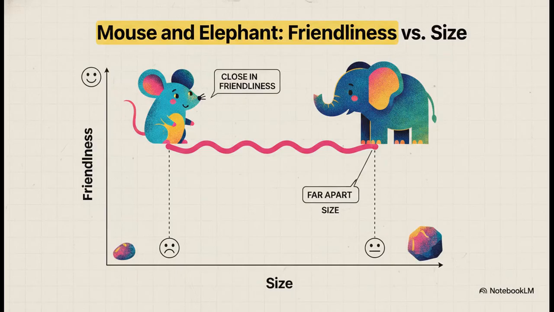And here's where it gets really clever. These coordinates, they automatically create relationships between things. On our map, a mouse and an elephant are plotted way far apart on the size dimension, but they're actually pretty close on the friendliness dimension. Their position on the map mathematically reflects how they are in the real world.